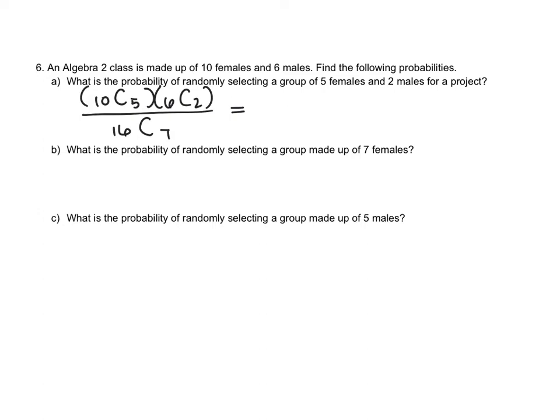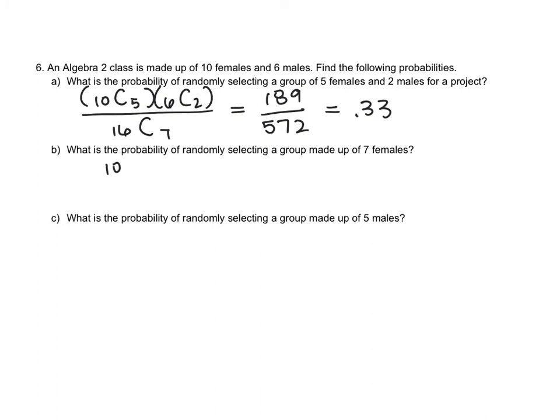Okay, so we're going to use our calculator. We're going to do 10 choose 5 times 6 choose 2 divided by 16 choose 7. If you want to leave it as a fraction, that's 189 over 572. Or if you convert it to a decimal, it's 0.33.